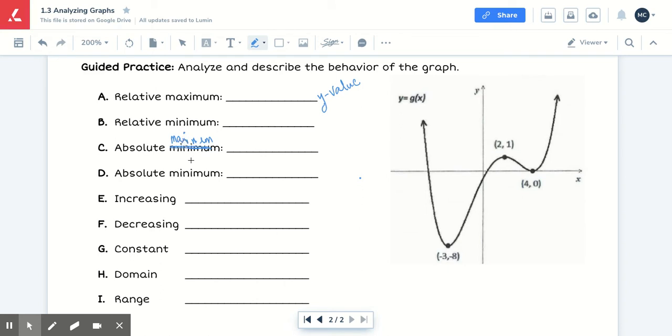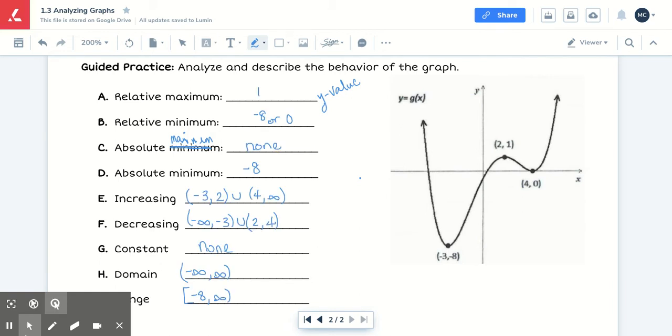Alrighty, so the relative maximum occurs at 1. Sorry, the relative maximum is 1, the y value at the highest point. There are two relative minimums. There's -8 and 0. Those are both low points in a small piece of the graph.